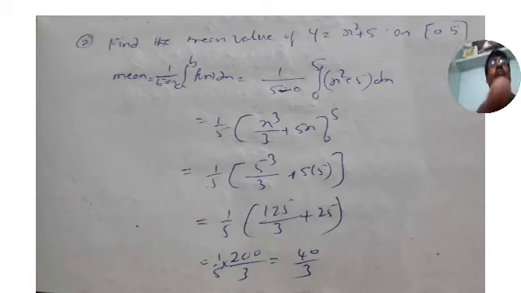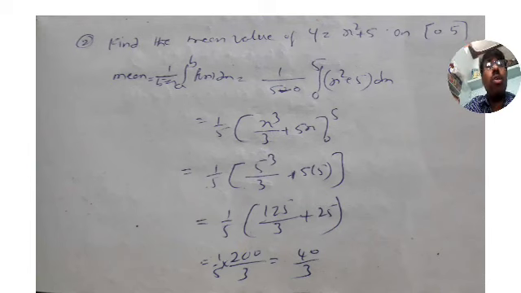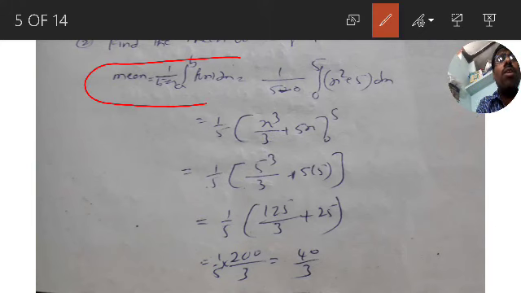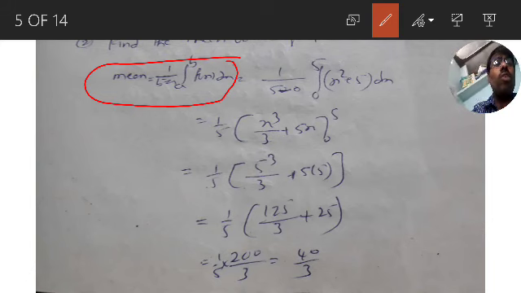Yes. Here we are. Second problem: find the mean value of y is equal to x square plus 5 on the closed interval 0 to 5. Write down the formula and substitute the things. This is the formula: mean is equal to 1 by b minus a, integration a to b f of x dx. Substitute a equal to 0, b equal to 5, and f of x equal to x square plus 5.